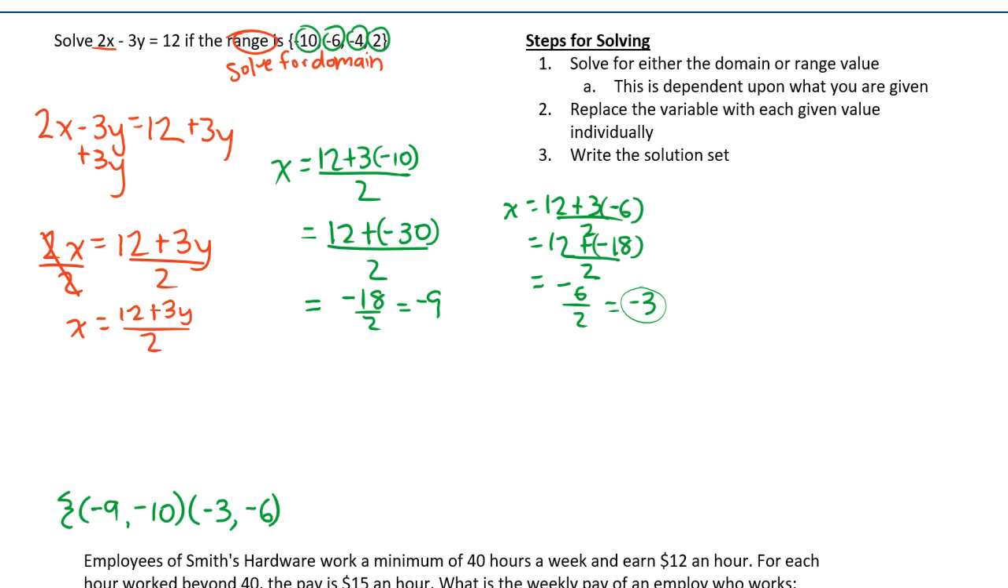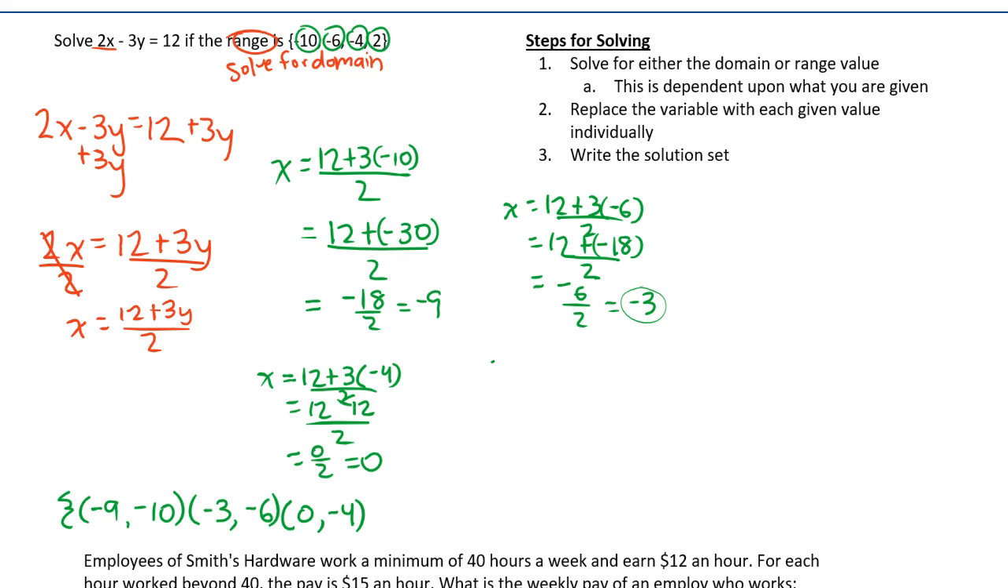Okay, now to the negative 4. x equals 12 plus 3 times negative 4, which is 12 minus 12, divided by 2, which is 0 divided by 2, which is 0. So now we have 0, negative 4.